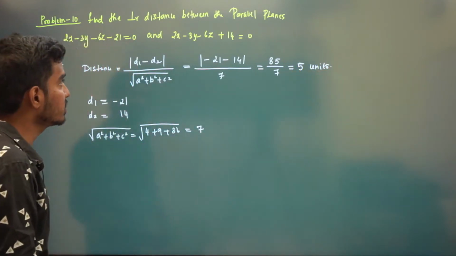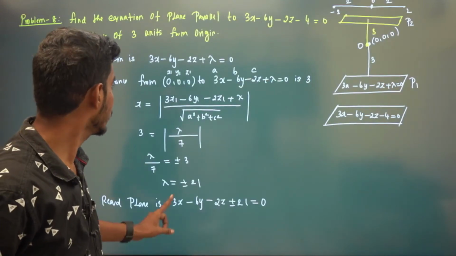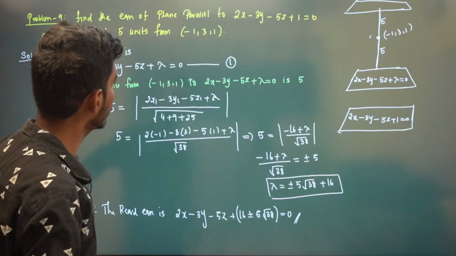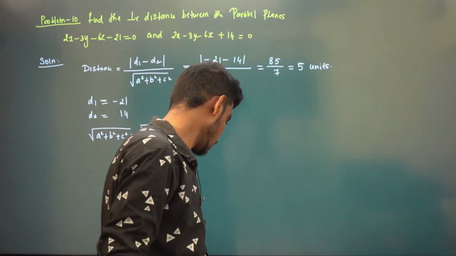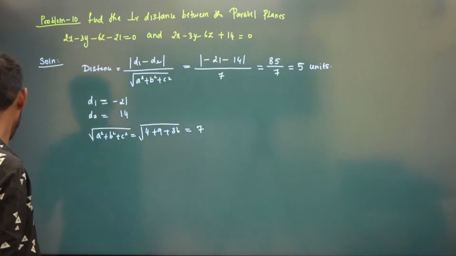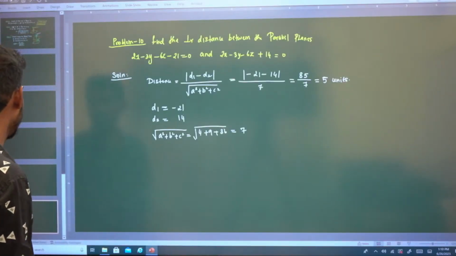So always put units here, right? I forgot to put units. Okay, plane equation only. So here you put units. So we'll finish it off here in this session. We'll continue the problems in the next class, right?